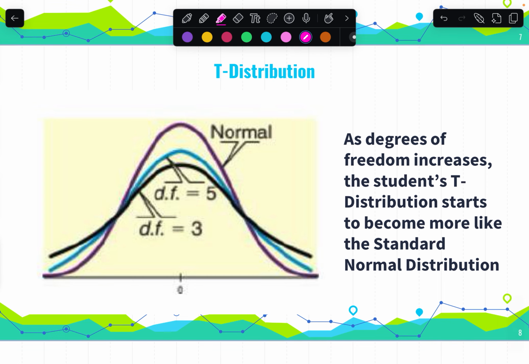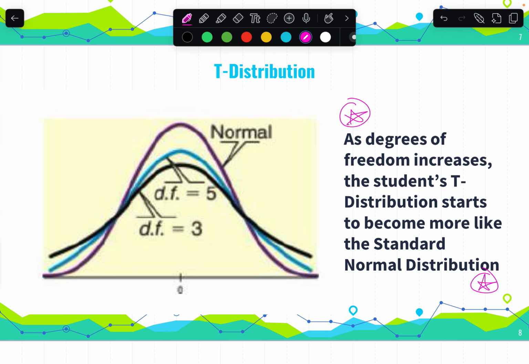Okay, look at the size of that font. That's crazy. Okay, let's read what it says. As degrees of freedom increases, the student's t distribution starts to become more like the standard normal distribution. Okay, that looks super important here. So let's break it down and see what it's actually saying here.